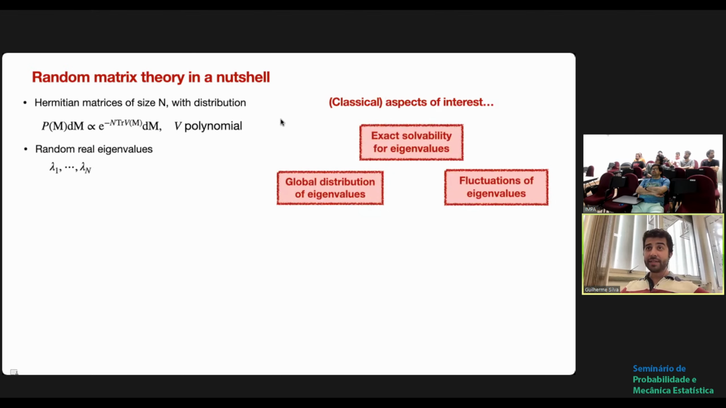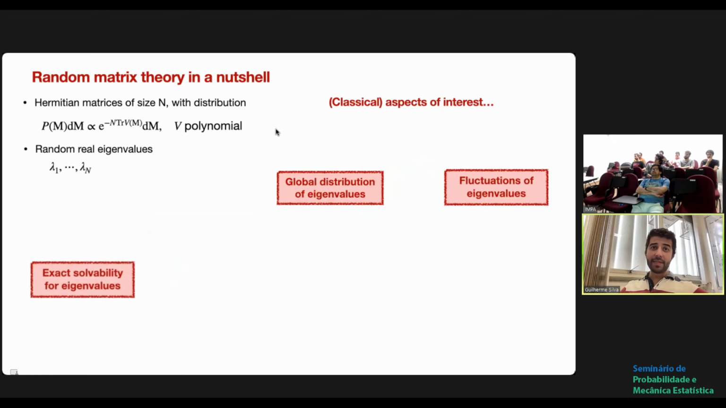What are the classical questions that one wants to ask about eigenvalues, or that people have been asking for the past 30 or so years, or even more, about eigenvalues? There are several aspects that are interesting in random matrix theory. The first one of them is that you have exact solvability.